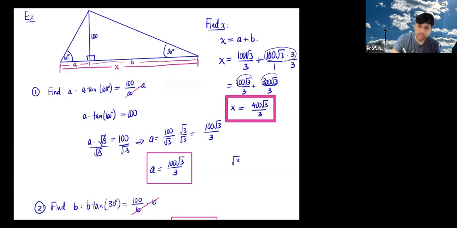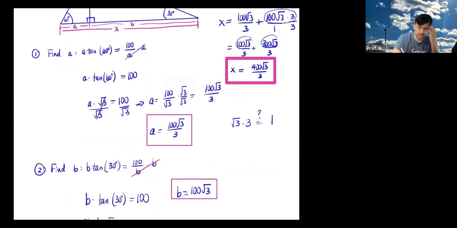Oh, you thought that rad 3 times 3 is 1? That's what you thought? That's not correct. So rad 3 multiplied by rad 3, for example, is 3. Rad 3 over rad 3 is 1, because anything divided by itself is 1. 3 over rad 3 is rad 3.